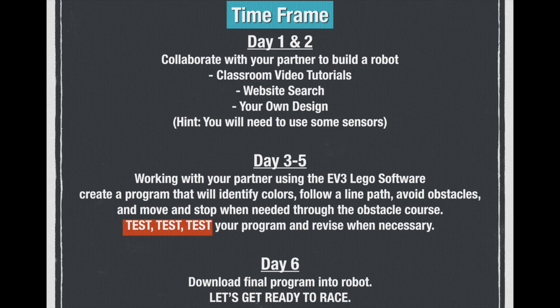On days 3 through 5, start working with your partner using the EV3 LEGO software to create the program that's going to help you identify colors, follow a line path, avoid obstacles, move left, right, forward, backwards, and stop when needed through the obstacle course. And then continue to test your program and revise it where necessary. On day 6, I'm going to give you 5 to 10 minutes at the beginning of class to finalize everything, download the final program into your bot, and let's get ready to race.